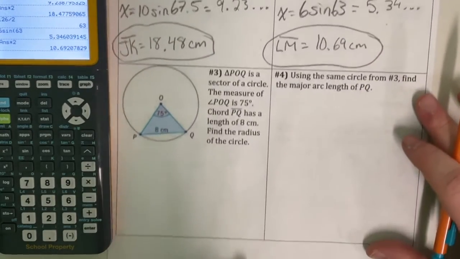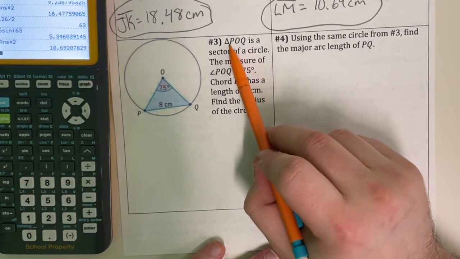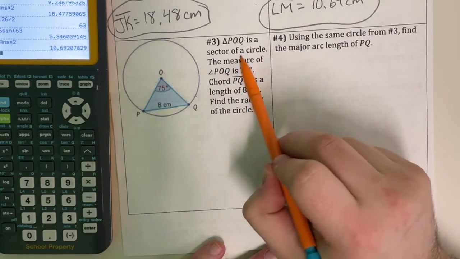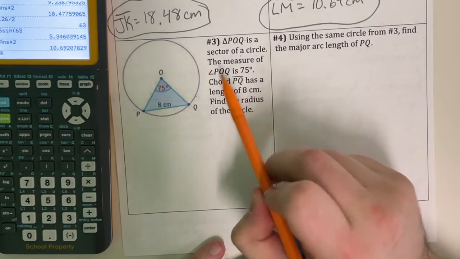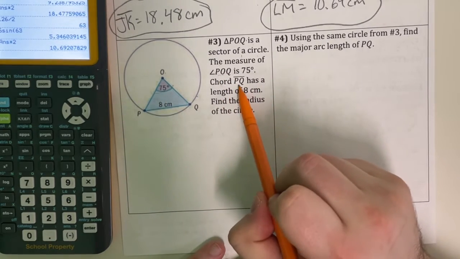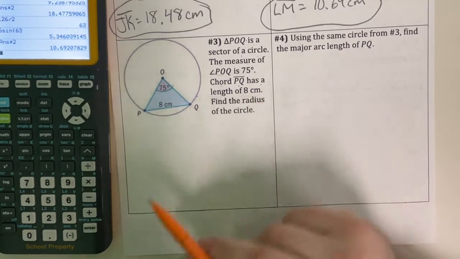All right, towards the bottom in number 3, it says triangle POQ. So POQ is a sector of a circle. The measure of angle POQ is 75 degrees, and the chord PQ has a length of 8. I need to find the radius of that circle.